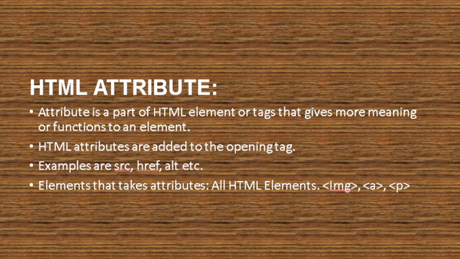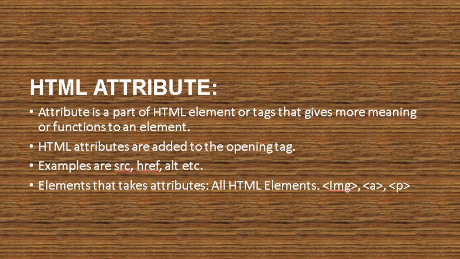All right, so in this section, we are going to look at HTML attributes. What is an HTML attribute? It is a part of the HTML element or tag that gives more meaning or function to an element. Before we go through the code, I want you to understand the theory. HTML attributes give more meaning to any HTML element. The second thing you need to know is that HTML attributes are added to the opening tags.